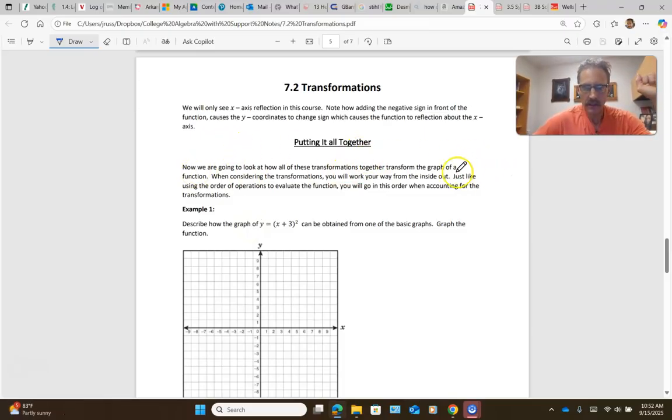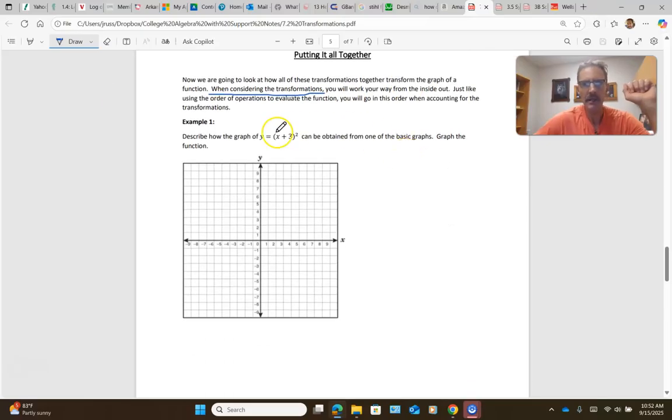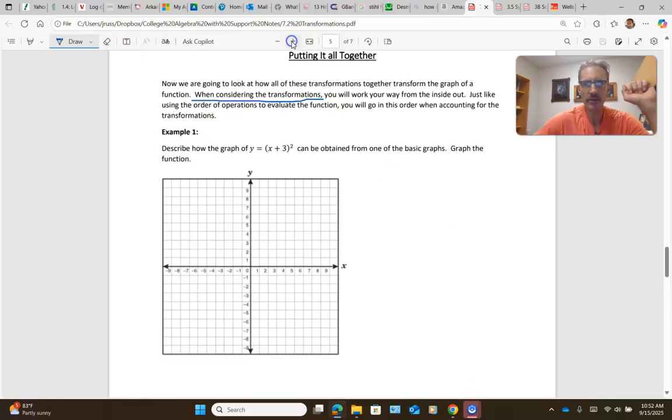Notice this, guys, it says when considering these transformations, we're going to work our way from the inside out. Similar to the order of operations, we're going to go in this order when we're accounting for these transformations. This will become clearer in a minute. These actually start out with just one transformation apiece, and then we'll see some examples in which there is more than one transformation.